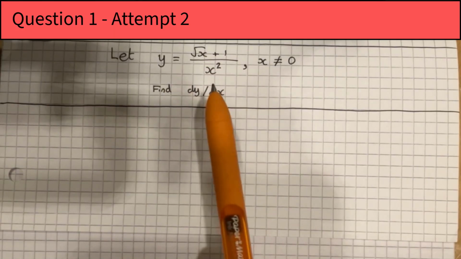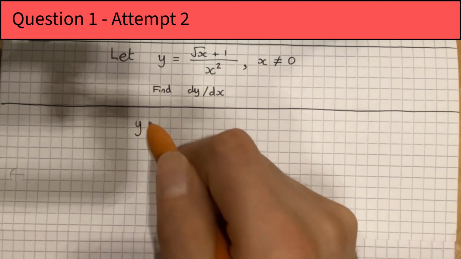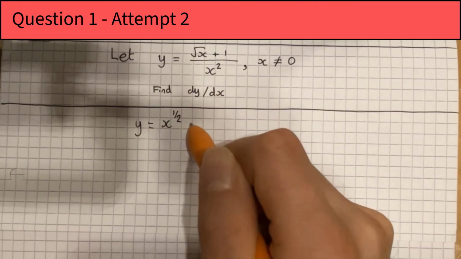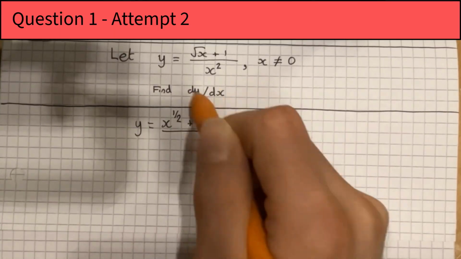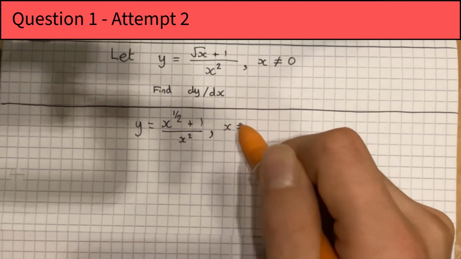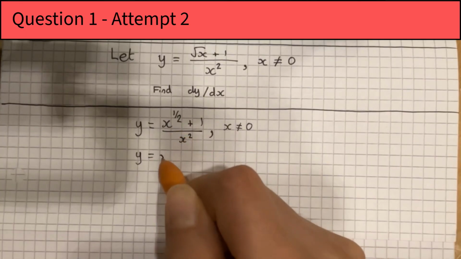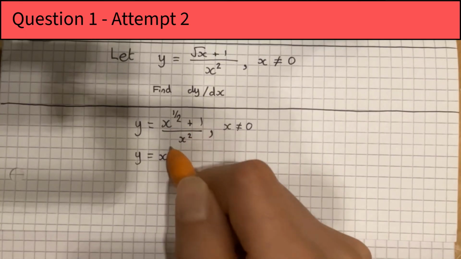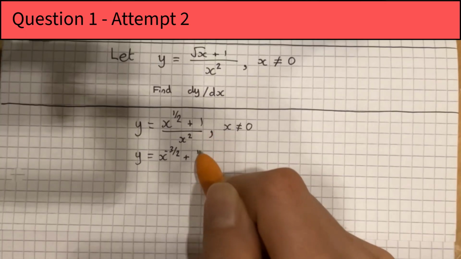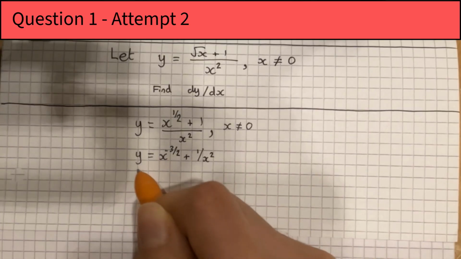Oh, this question again. So it's the same function. I'm going to differentiate it. I think I should simplify it again. So x to the power of a half plus 1 over x squared. And to simplify it, I'm going to use the laws of exponents, so a half minus the 2, 3 over 2, but with a minus. And then plus 1 over x squared, separating out the fractions.